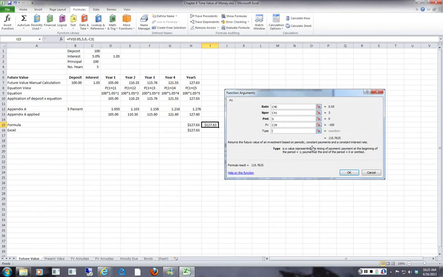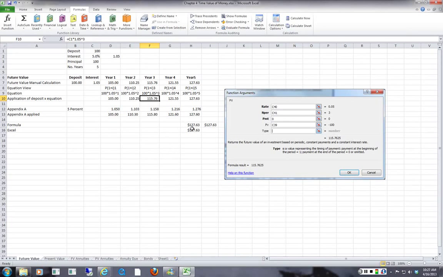And you can see the calculation comes out to $127.63. Now over here I've got this going out for 3 years, and you can see it's 5% for 3 years, and so the amount is $115.76, which is what you see over here. And that's how I got that.